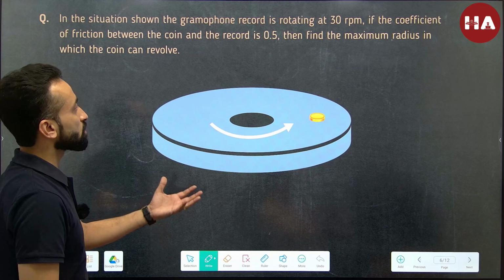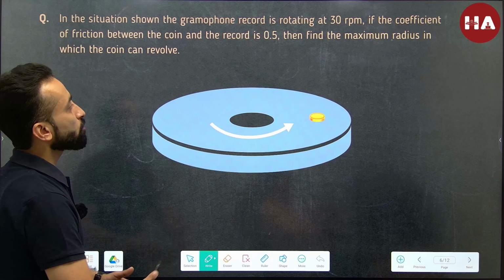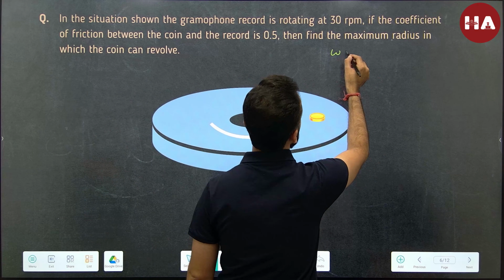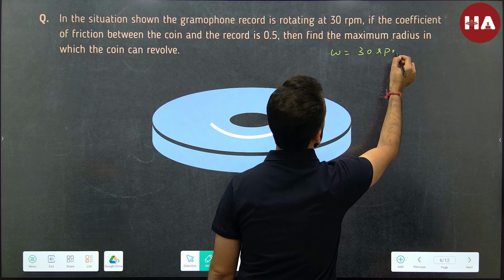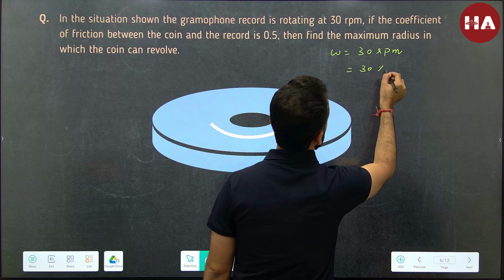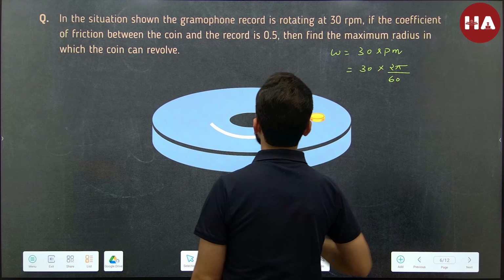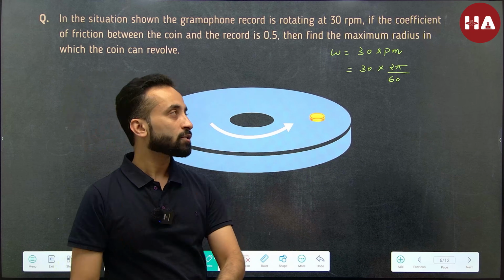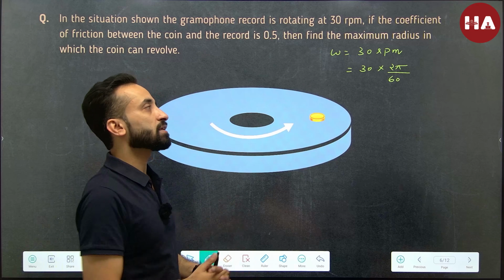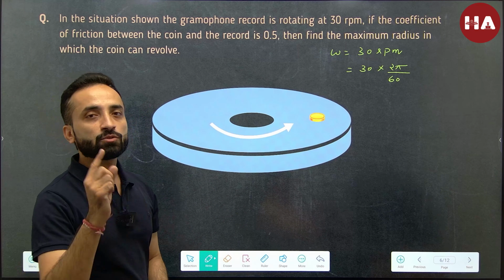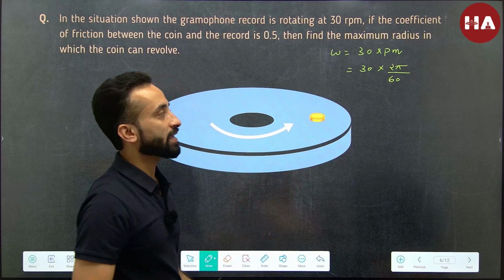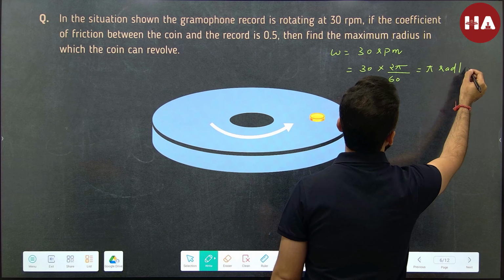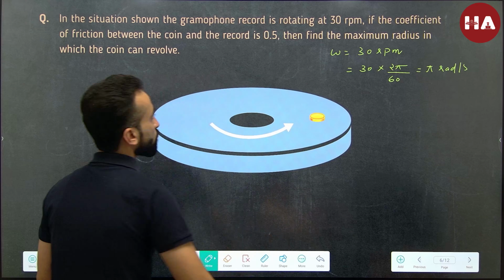In the situation shown, there is a gramophone record, and this gramophone record is rotating at 30 RPM. Alright, so what is omega? So that is 30 RPM. To convert that to radian per second, we multiply by 2 pi and divide by 60. Why? Because rotations per minute, to make that per second, let's divide it by 60, and since one rotation is 2 pi radian, multiply it by 2 pi. So this becomes in fact pi radian per second. This is the angular speed of this gramophone record.